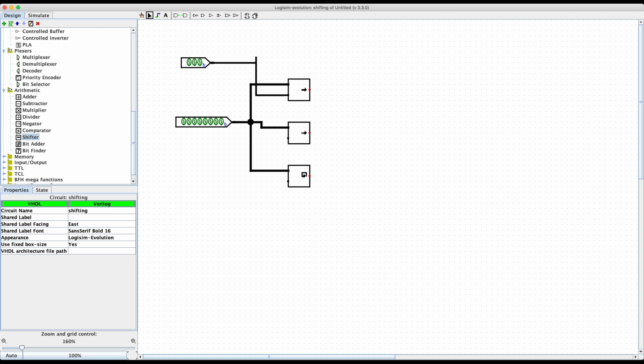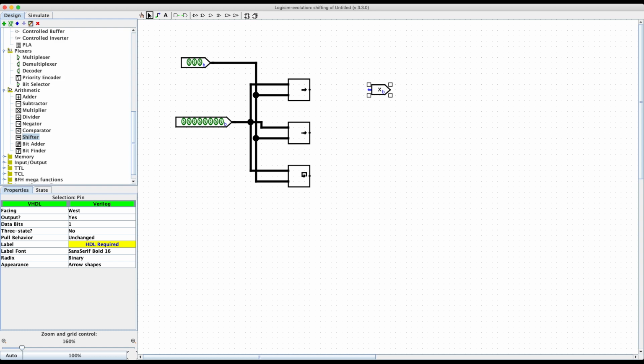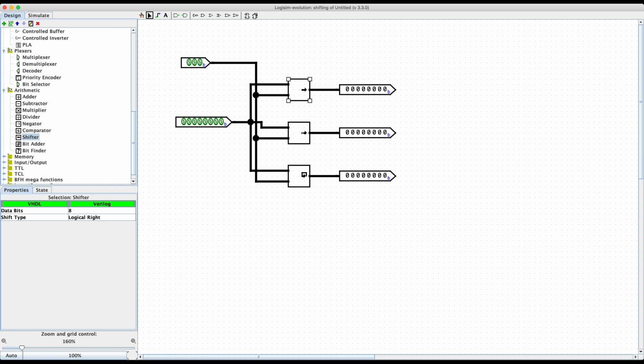Okay, so let's connect that, right? And then U to U and U to U. And then let me make 3 different outputs here, and these are going to be 8-bit outputs. And I'll connect one of them to each of my units here. So which one's at the top? Logical at the top, arithmetic in the middle, and rotate on the bottom, okay?